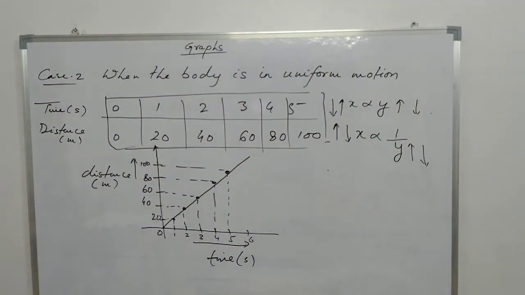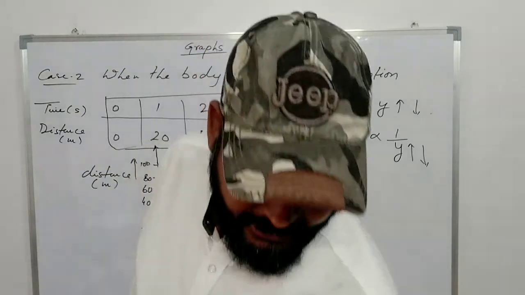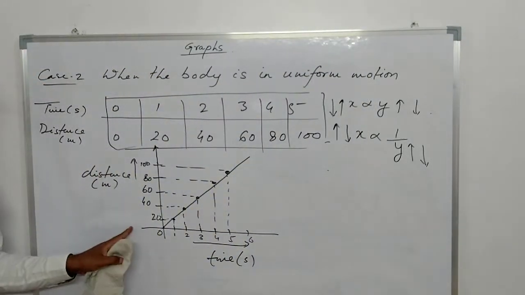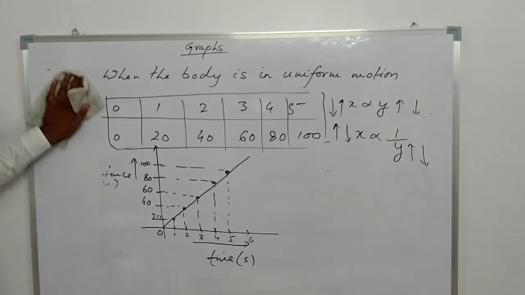Okay, now come to the next topic, and the next topic is in case 2. In case 2, one thing is left: how to find the speed of the body with the help of this graph. Okay, so let's see.